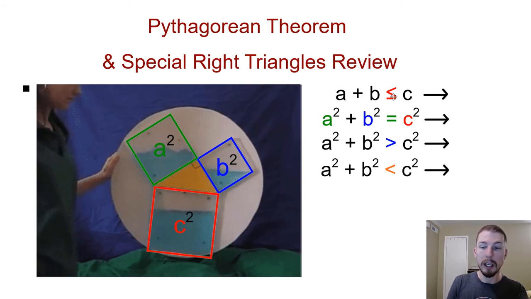Just a quick thing real quick: if the side length of A plus the side length of B are less than or equal to C, then they're too short and they don't actually meet, and they won't actually form a triangle. That's one of the things we showed earlier.